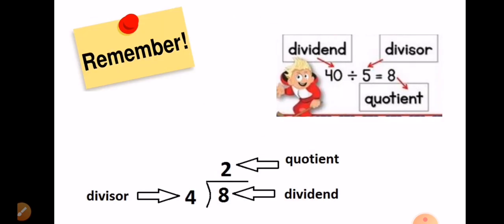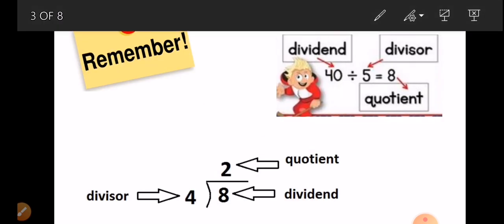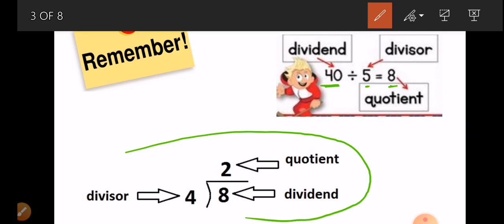Also, I want to remind you of some vocabulary that we will use today. If I have a division sentence, 40 divided by 5 equals 8, the first number we call the dividend, the second is the divisor, and the answer is the quotient. If we write it as a long division, the first number will be inside, so inside is the dividend, outside is the divisor, and my quotient goes up. Let's start the lesson.